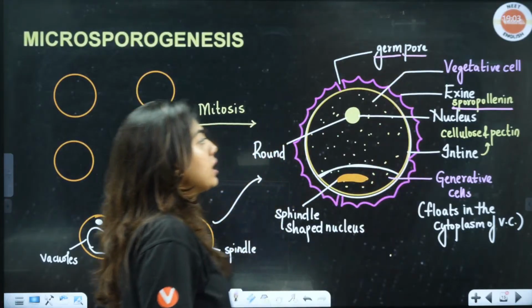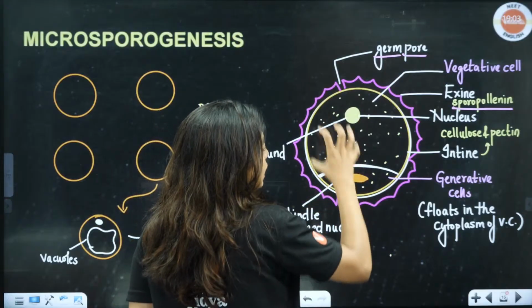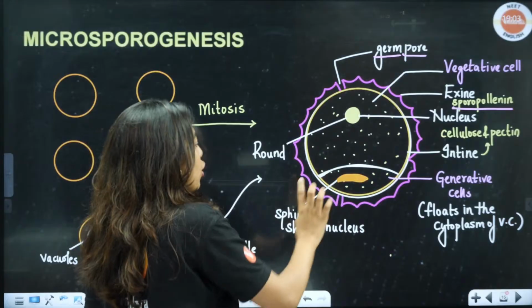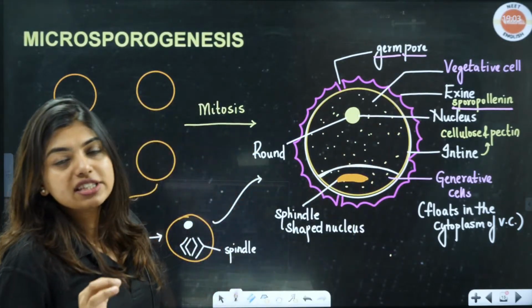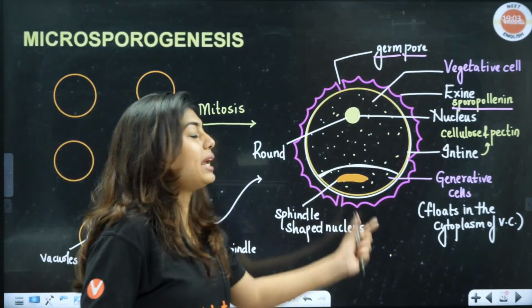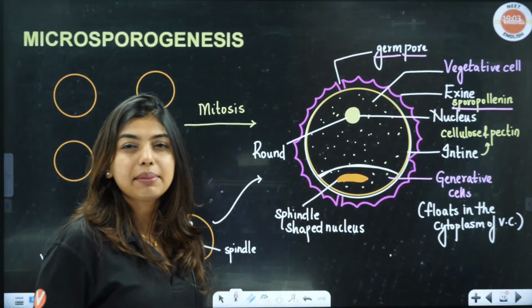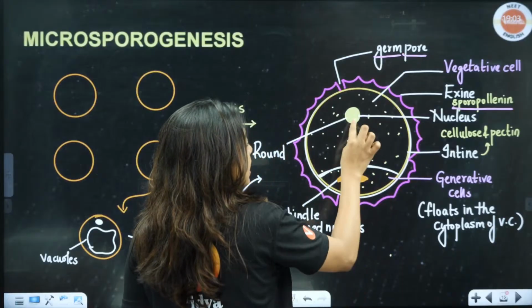What is that called? The germ pore. Clear? Now, coming into the cell, you will see the pollen grain is split into two cells. One bigger portion and one smaller portion. Now, this bigger portion is called the vegetative cell. Vegetative cell is going to provide the nourishment for the male gamete. Where is the male gamete? It is going to be in the generative cell. So, we have generative cell, we have vegetative cell.